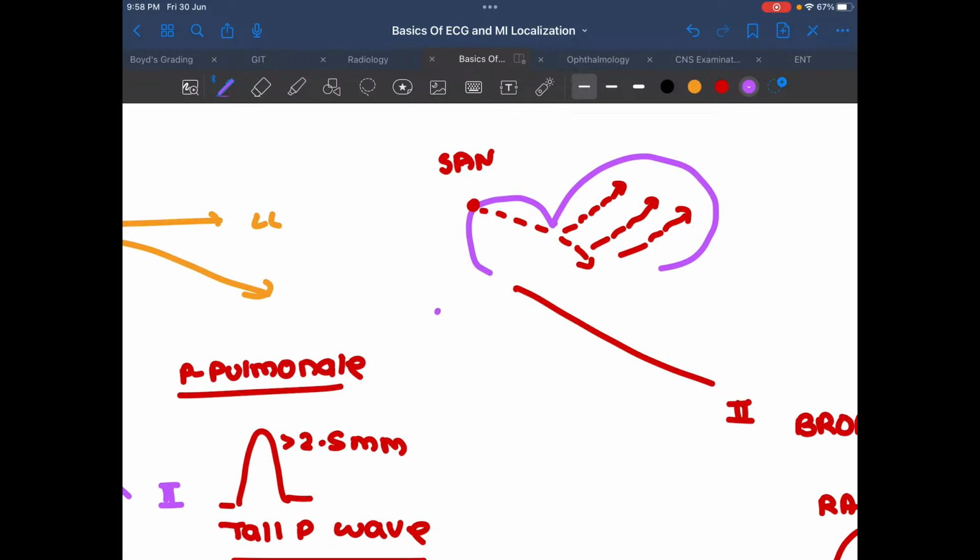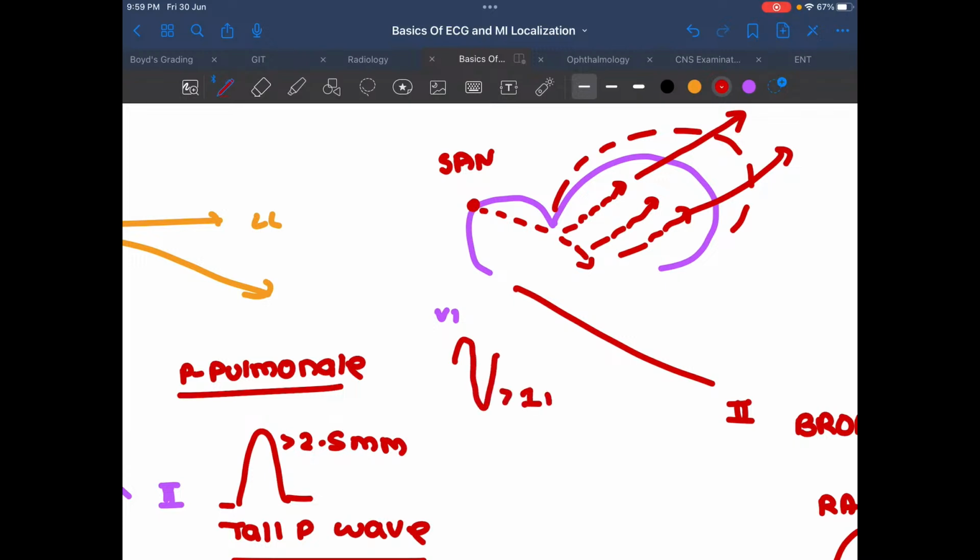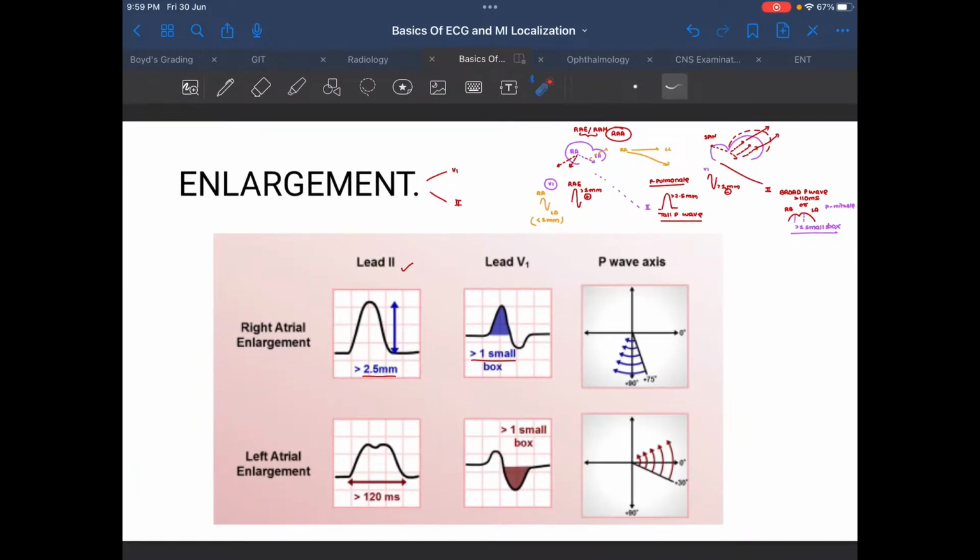The second thing that I'm going to look at is V1. What will happen in V1? Because the left atrium is getting enlarged, all the potential will get pulled toward it. Then in V1, what was biphasic earlier, now I'll see a small positive and a deep negative. So it's going to be more than 1 millimeter of negative deflection in the terminal portion. So this is the criteria guys. In right atrial enlargement, in lead 2 more than 2.5 millimeters, this is known as P pulmonale, and in V1 the positive deflection is more than 1 millimeter.